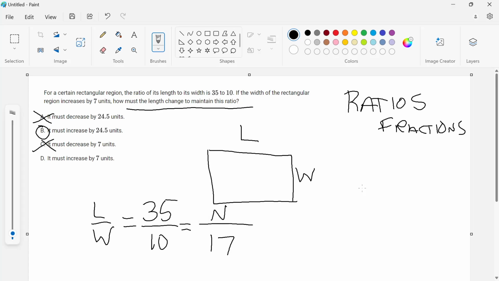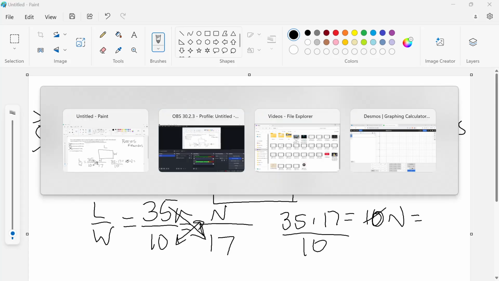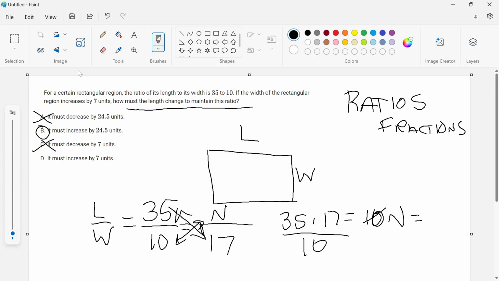I'll call it n. When you have one fraction equal to another, that's a ratio equal to another ratio, that's a proportion, so cross multiply. This is going to be 35 times 17 equals 10 times n. Then I'll divide both sides by 10, and I get n equals 35 times 17 over 10. This is a job for Desmos. 35 times 17 divided by 10, that's 59.5. The new length is 59.5.